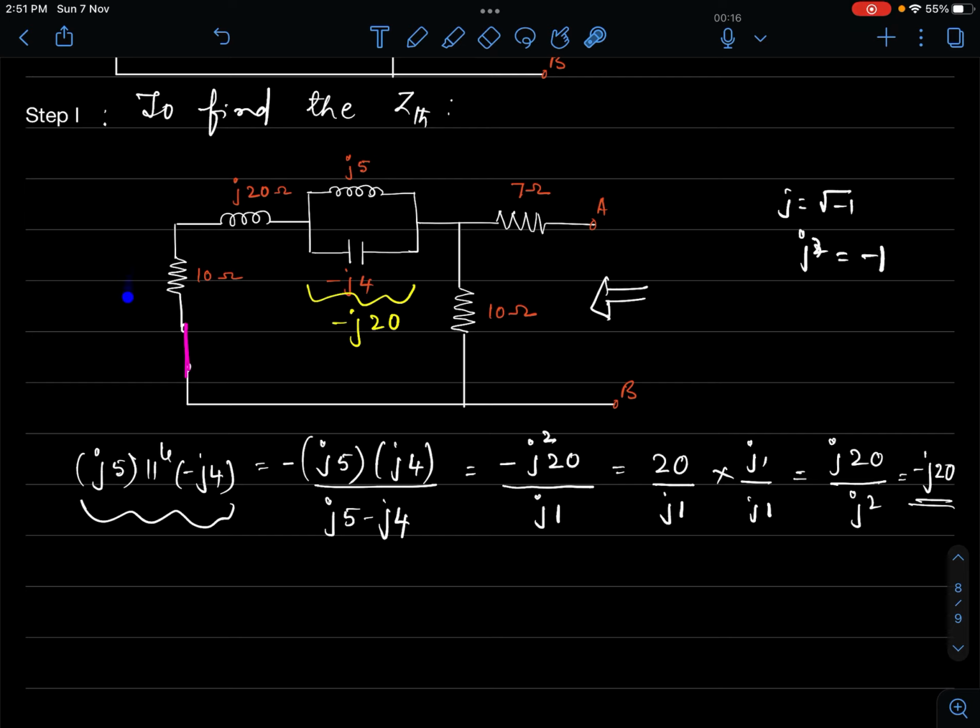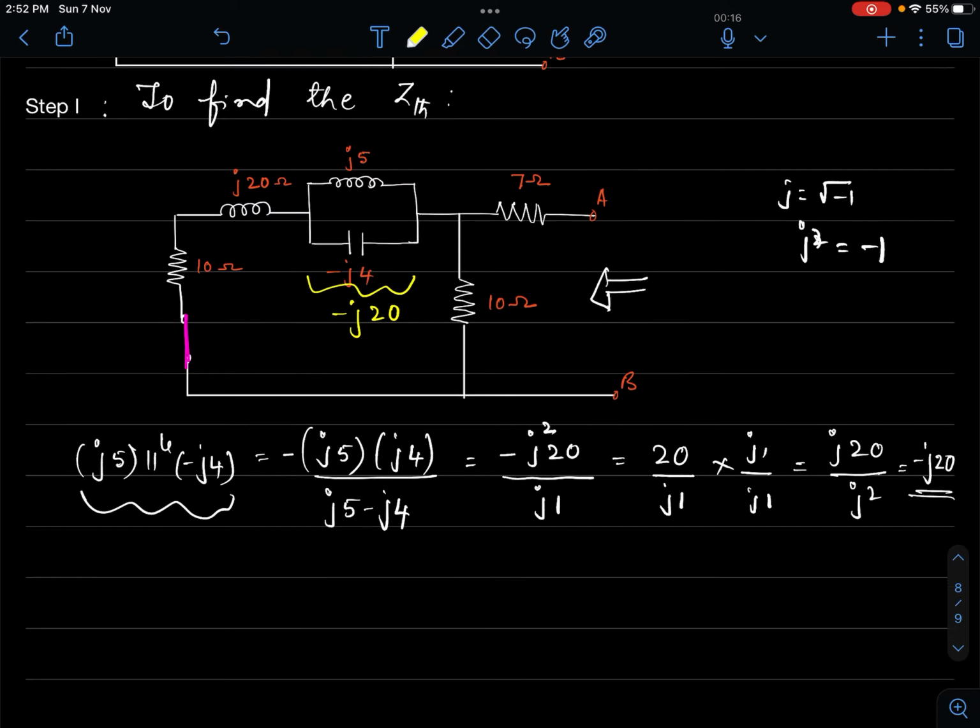Okay, now, and that will come in series with 7. But this entire thing, if you can see, the current that enters this combination will flow through this J20, and will also flow through this 10. So this minus J20 is in series with J20, which is in series with 10 ohm, because all the three are carrying the same current. That is the logic. All the three things get added up. This J20 minus J20 would add up to 0, and this is 10 ohm.